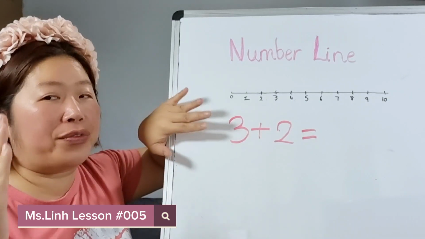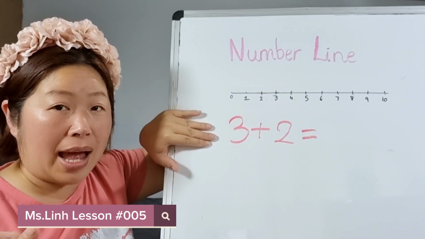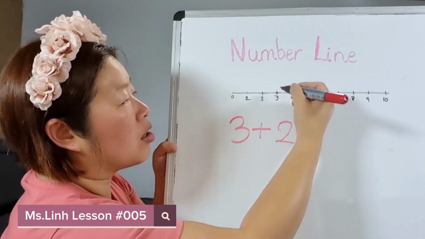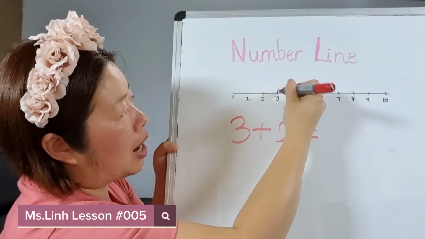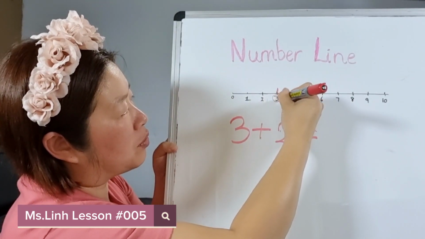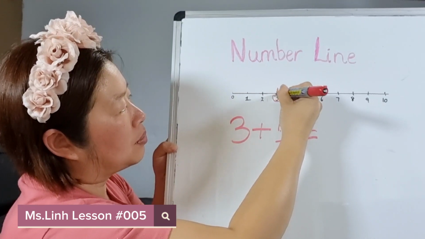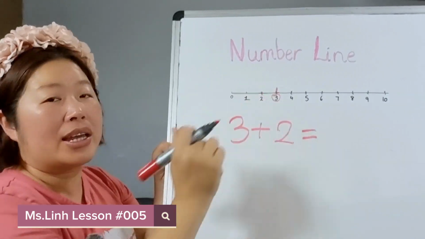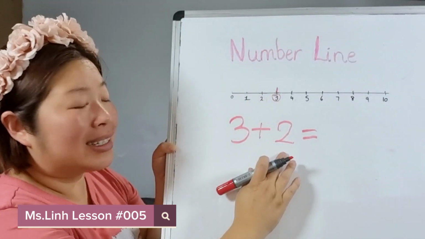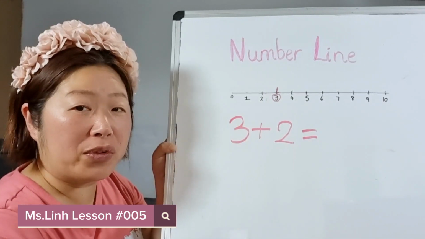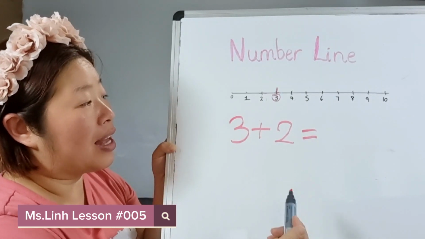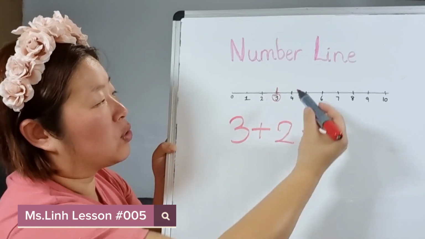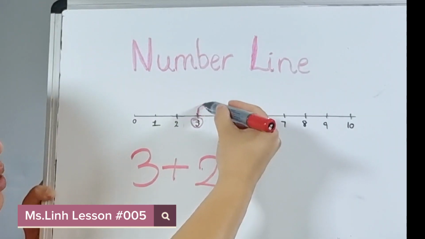Now remember, the first number is where we start. So number 3, I'm going to find number 3 on the line and I'm going to put a mark. Here it is. Number 3. I'm going to circle it so it doesn't confuse me. Number 3, that's my starting point. The first number is where I start. And the second number is how many moves I'm going to step forward. So it says 2. So I'm going to move forward 2 steps.